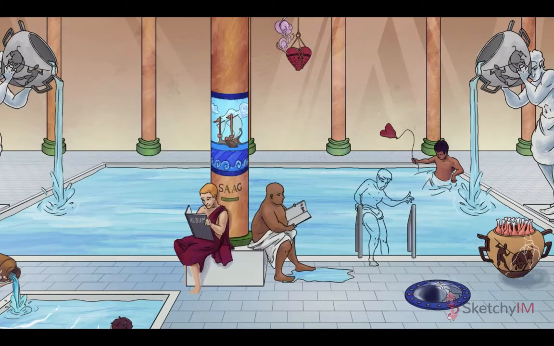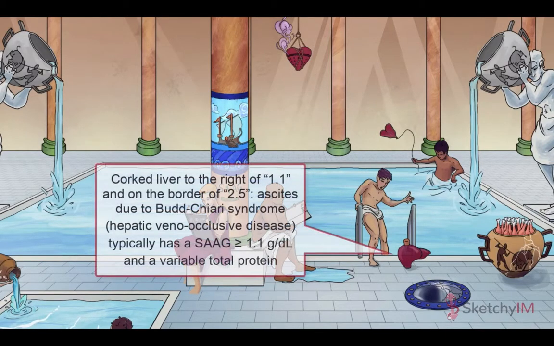Next, Budd-Chiari syndrome, which is caused by obstruction to venous outflow from the liver. This can occur due to a primary venous process, such as thrombosis or phlebitis, or a secondary process, such as malignant infiltration of the hepatic vein. Either way, we're cutting off venous outflow, which we convey by putting a cork on the liver. In the acute version of this syndrome, this causes portal hypertension and ascites with a SAG greater than 1.1.